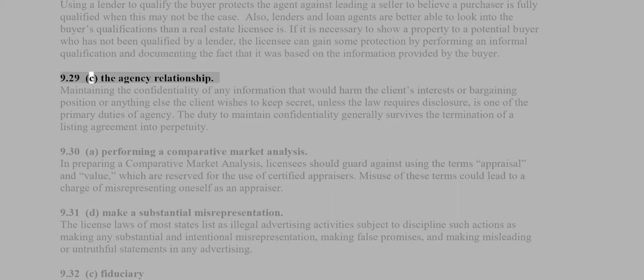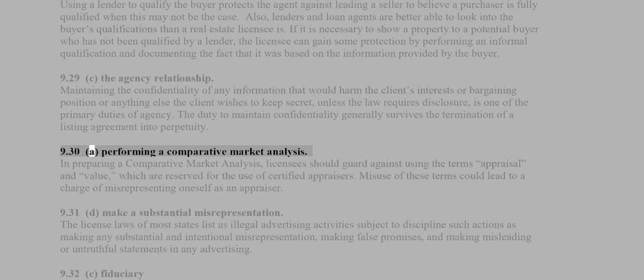9.29 c. The agency relationship. Maintaining the confidentiality of any information that would harm the client's interests or bargaining position or anything else the client wishes to keep secret, unless the law requires disclosure, is one of the primary duties of agency. The duty to maintain confidentiality generally survives the termination of a listing agreement into perpetuity.